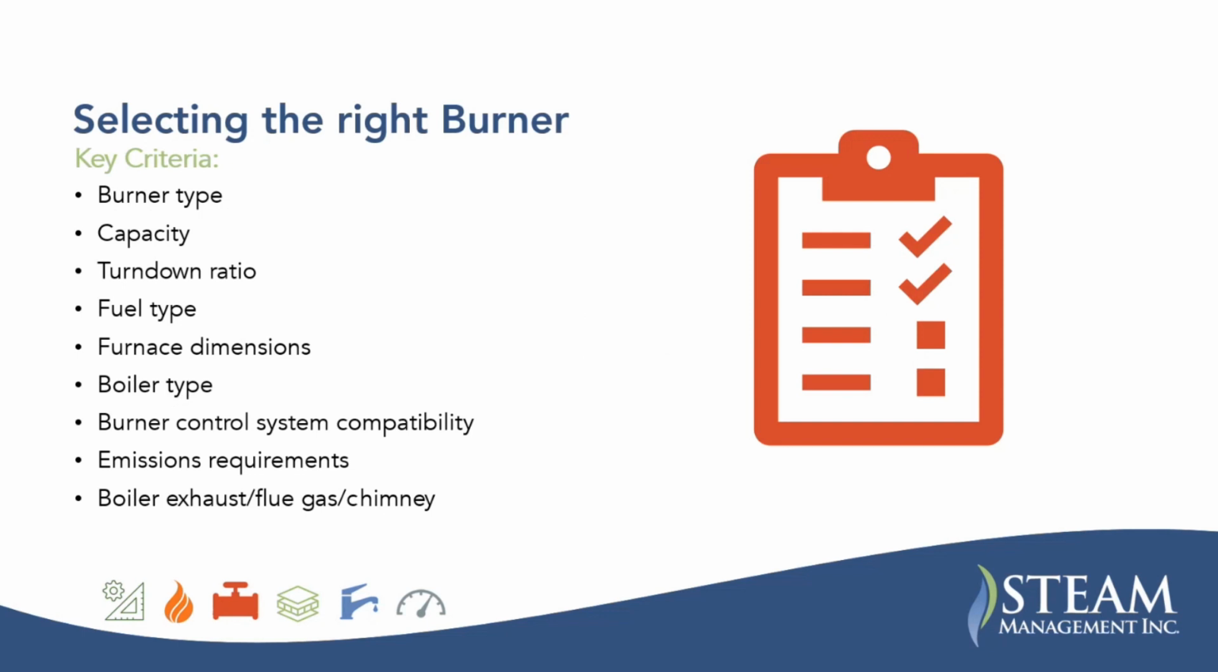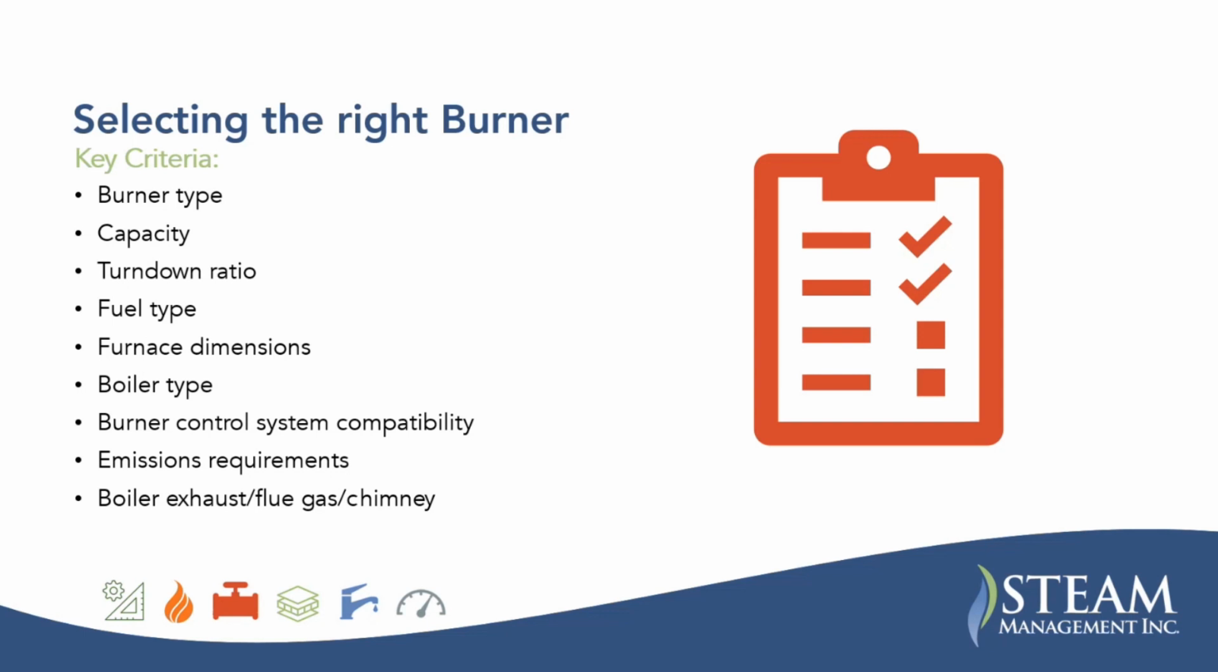Selecting the right burner. Burner type: you have gun type, wind box, integral head, etc. Capacity: generally you're going to match the firing rate of the existing burner. It was probably already sized correctly for the boiler, and so you're going to want to match that.